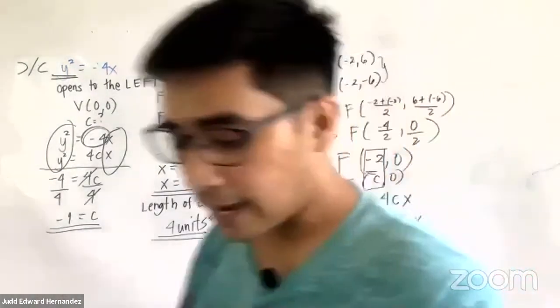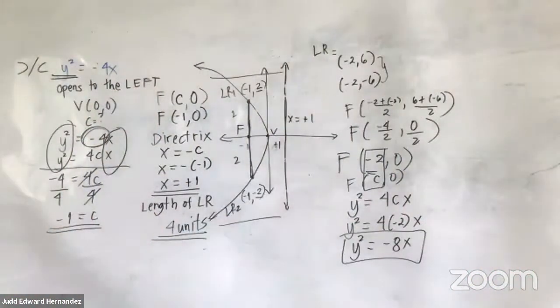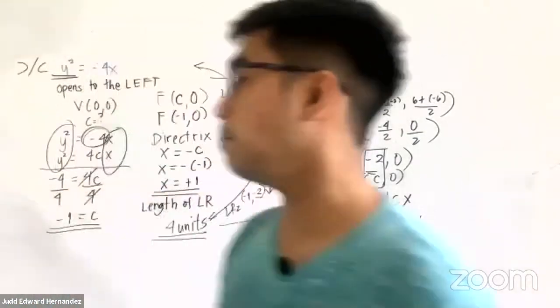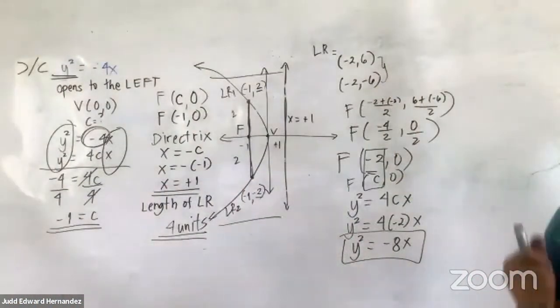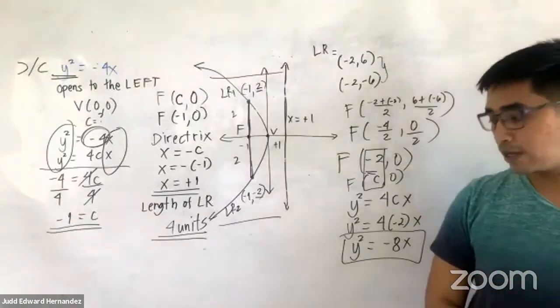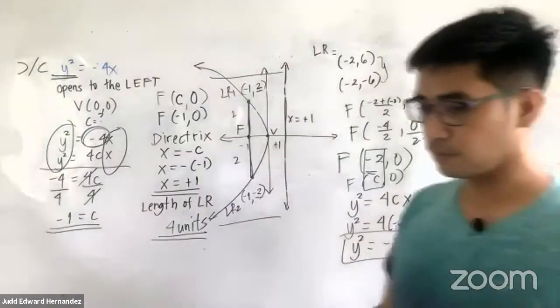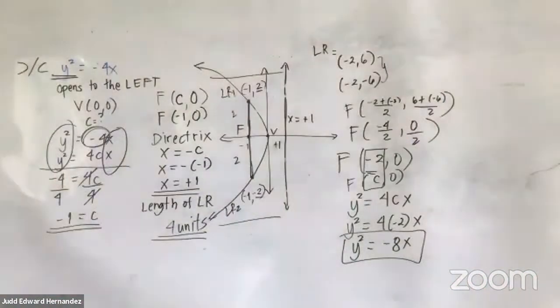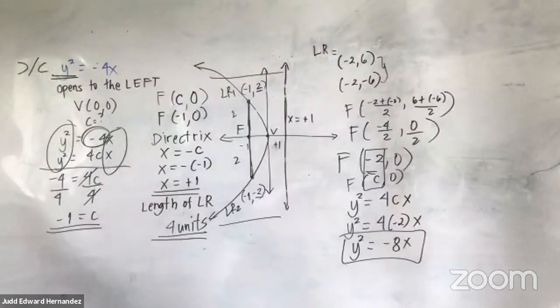Pag binigyan ka ng endpoints ng latus rectum, if you're given the endpoint of the latus rectum, madaling-madali mo lang makukuha agad yung equation ng parabola. Questions? Okay, may tanong pa ba? If the vertex is located at the origin? Wala na po. Wala na, maliwanag naman. Okay, so let's now move on with the next example.